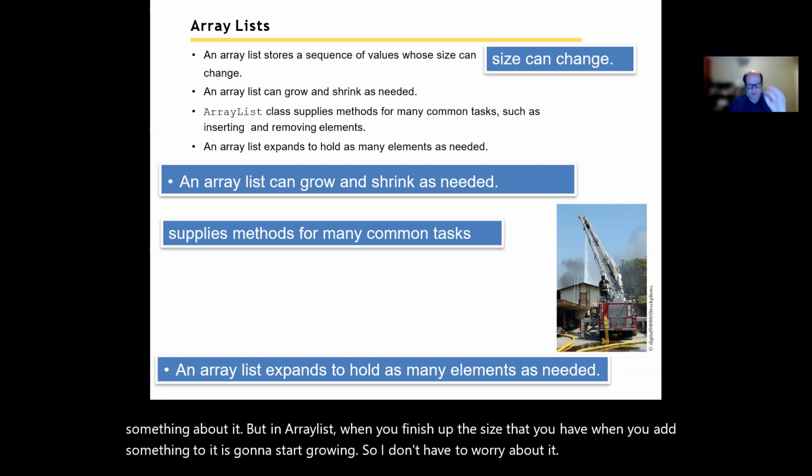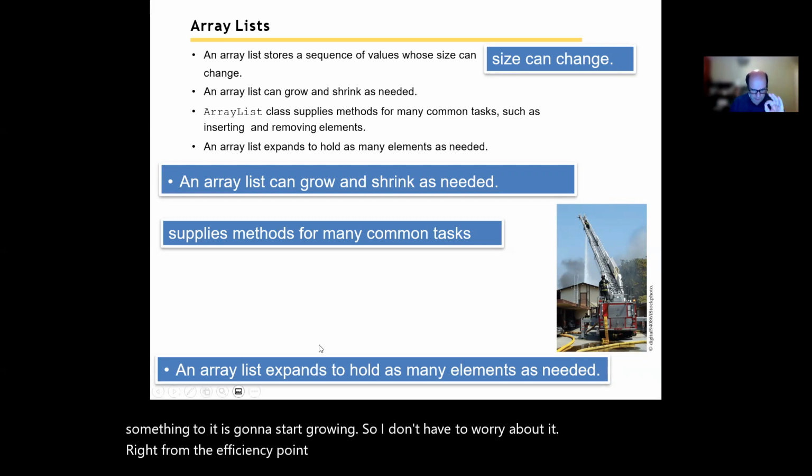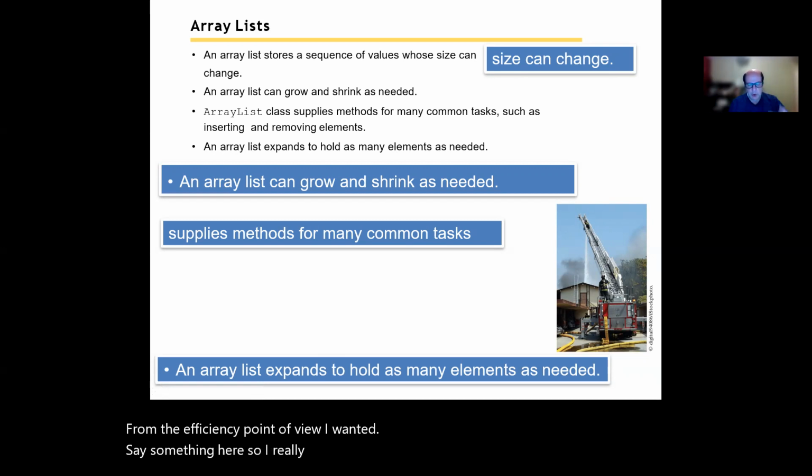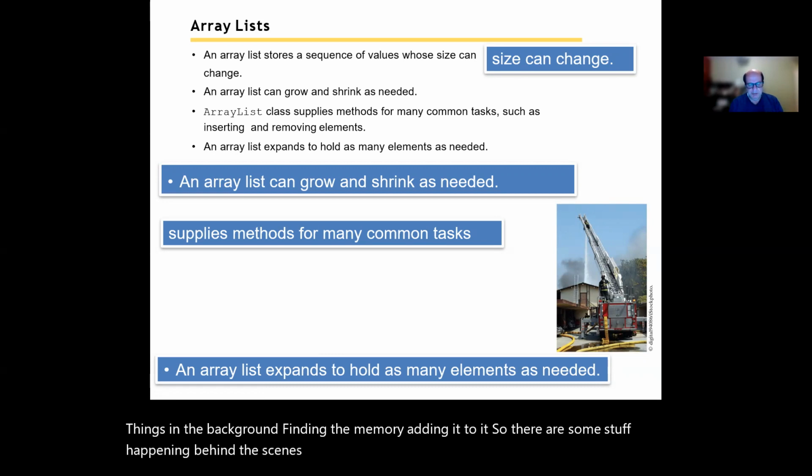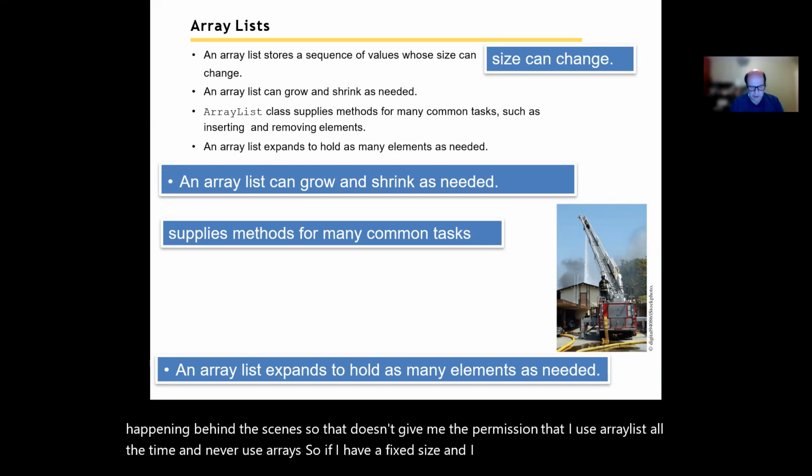From the efficiency point of view, I want to say something here. ArrayList, like vectors, do some things in the background, finding the memory and adding it. So there is some stuff happening behind the scenes. That doesn't give me permission to use ArrayList all the time and never use arrays. If I have a fixed size and I know the size is not going to change, an array would be better than an ArrayList.